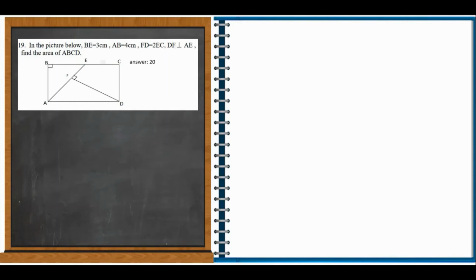Number 19. In number 19, we are given a rectangle ABCD. So let's draw this ABCD rectangle first.